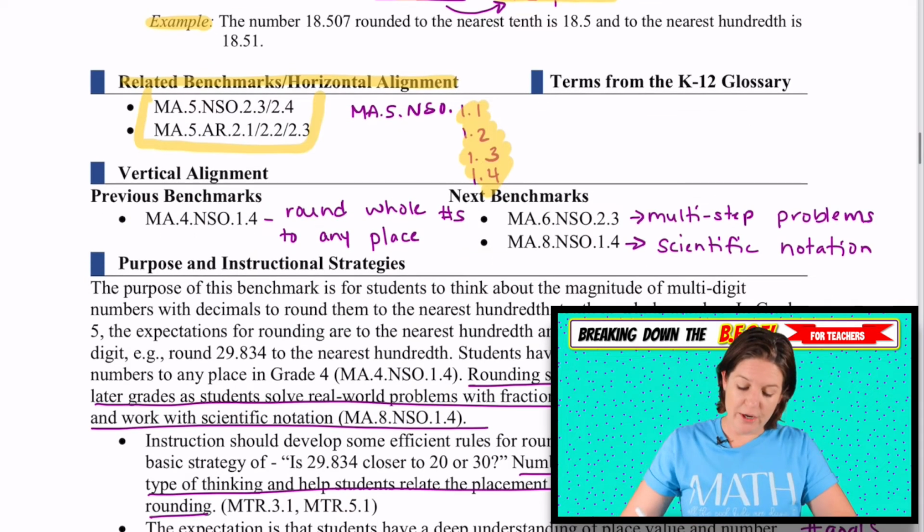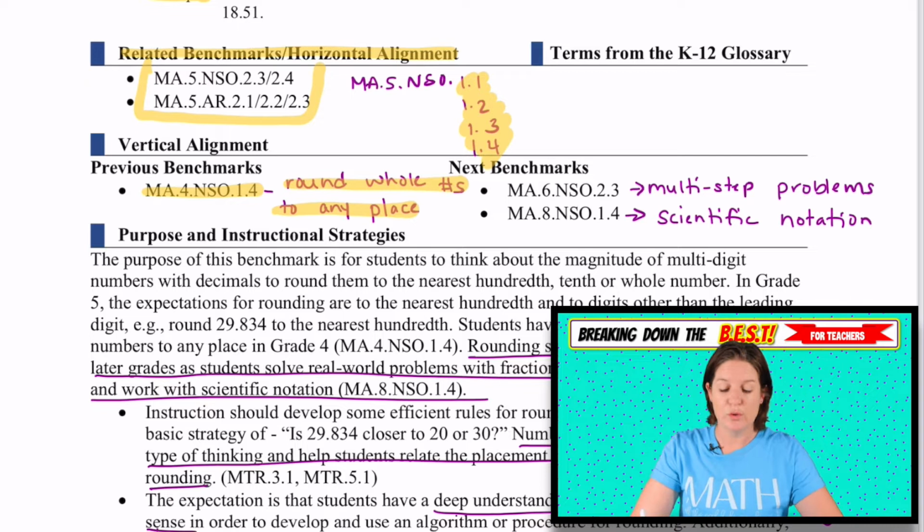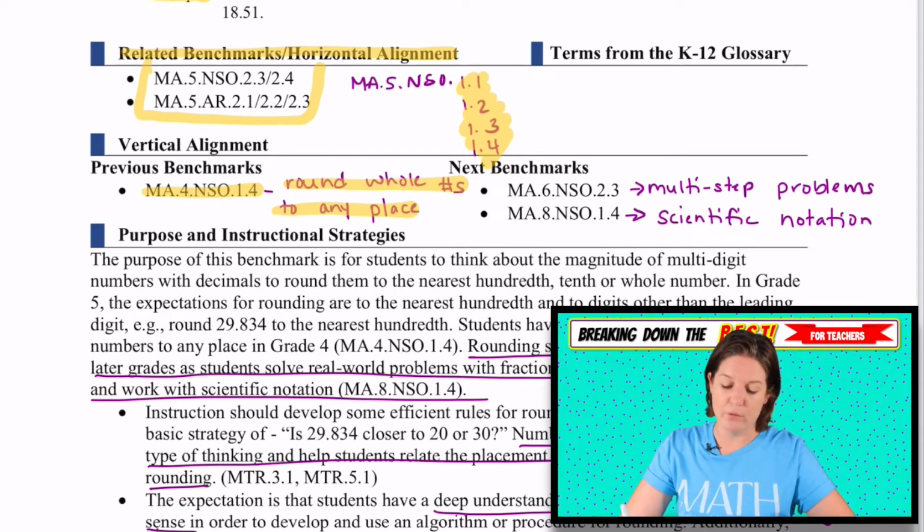Where are they coming from? Well, in 4th grade, they've practiced rounding whole numbers to any place. So if you need some extra practice in helping your students to be able to round, 4th grade also has some great examples. We don't get into the decimals like you do in 5th grade as far as with rounding decimals, but you can refer to that to help get them up to speed of where they need to be.